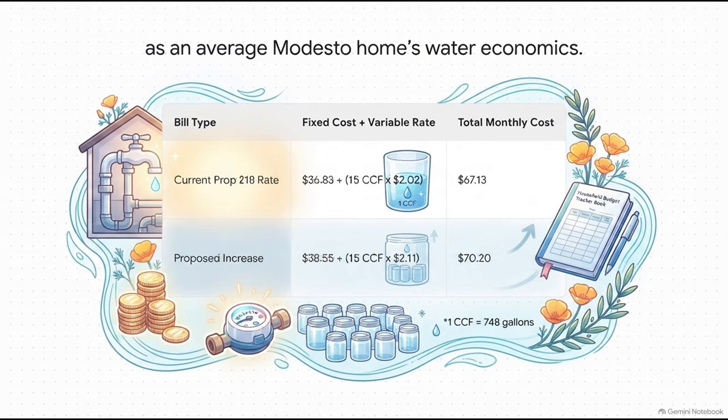Water is billed with a fixed cost plus a variable rate based on what you consume. An average home uses about 15 CCF, with 1 CCF equaling 748 gallons. To put that into perspective, understanding this breakdown of your $36.83 fixed base plus the $2.02 variable rate per CCF gives you tremendous insight into exactly where your money is going. It really shows how cutting back on your metered use directly lowers your bill.